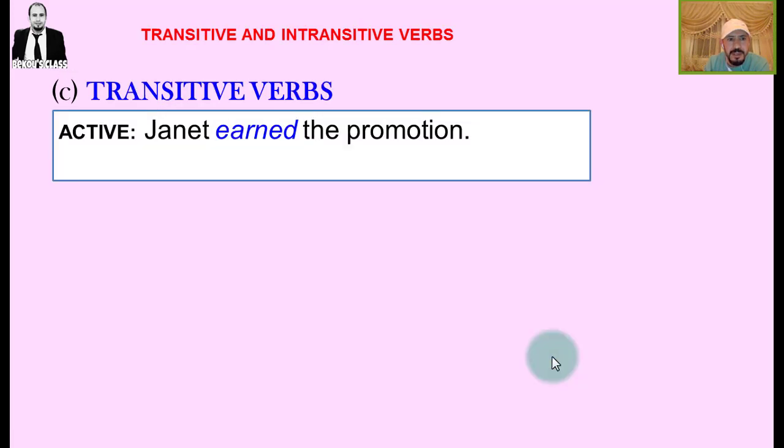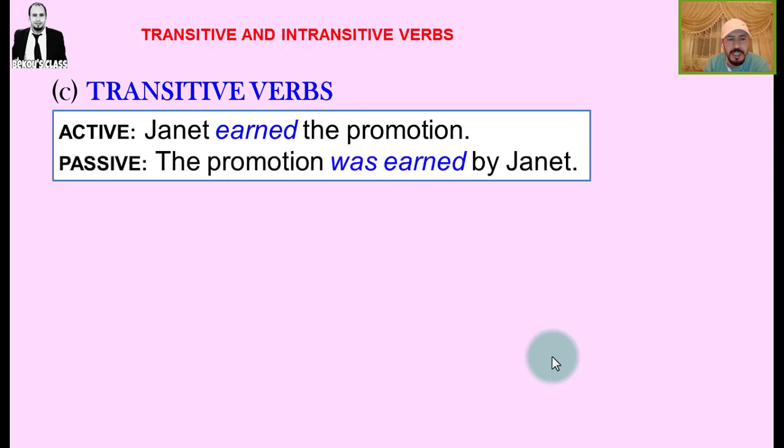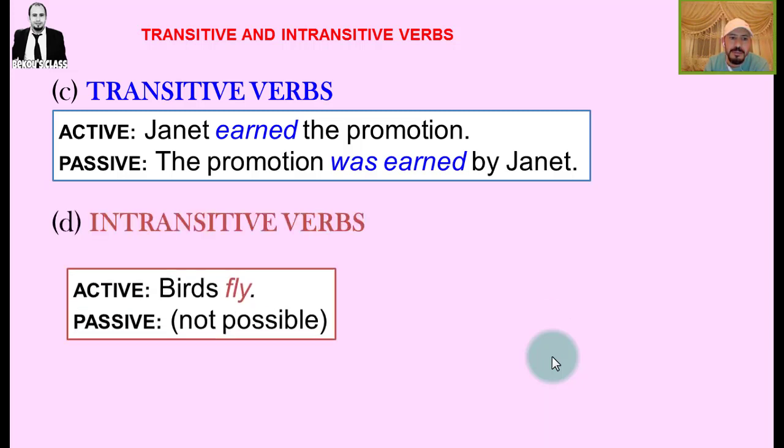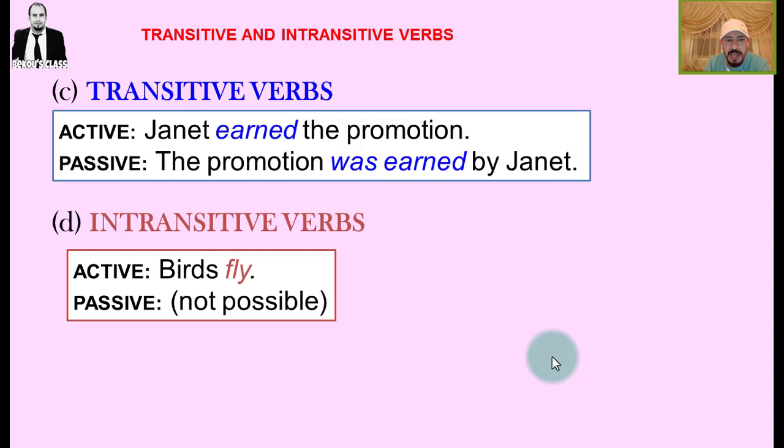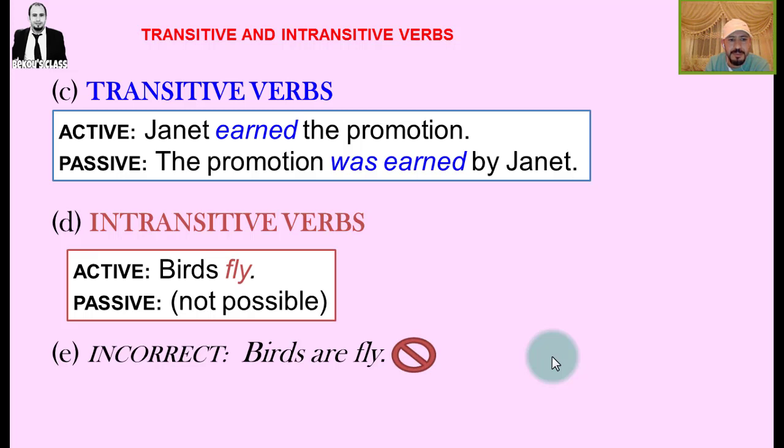Okay, so we have here Janet earned the promotion. It becomes the promotion was earned by Janet. Intransitive verb, like birds fly, so the passive is not possible, right? Birds fly. What is the object? It does not exist, so this cannot be put in the passive.